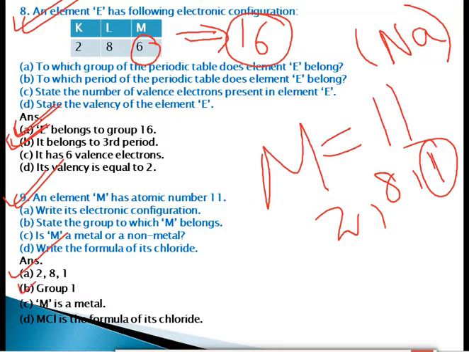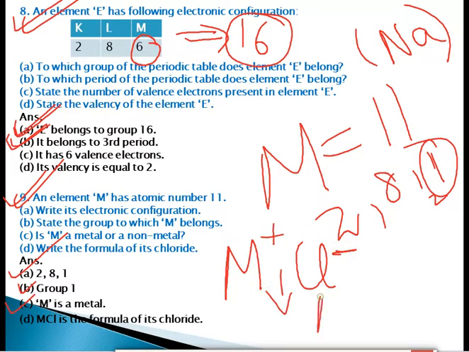State, is M a metal or a non-metal? It can donate 1 electron to become stable. So M is a metal. Write the formula of its chloride. So this metal M will combine with chlorine, M plus and Cl minus. So they will form a chloride called MCl. So this is the formula of its chloride.